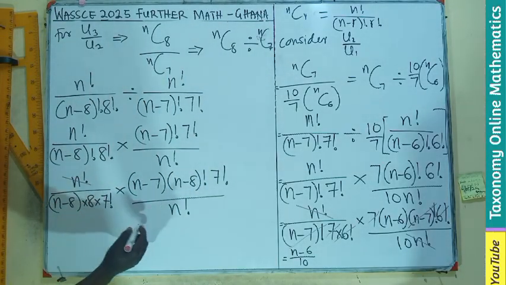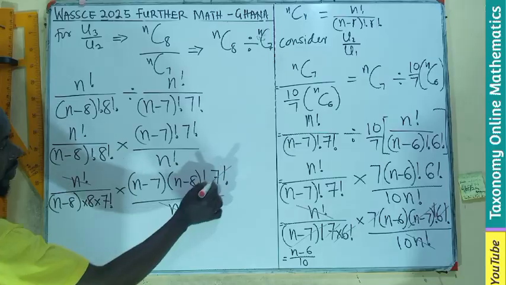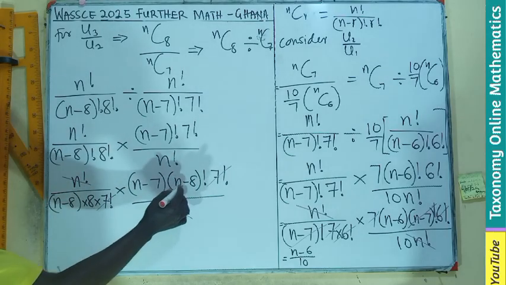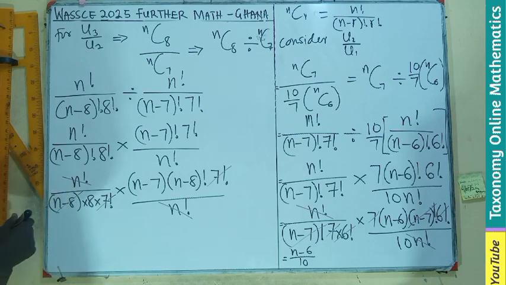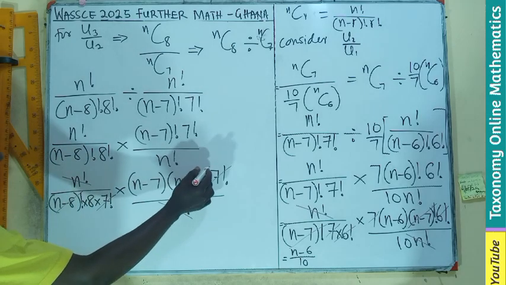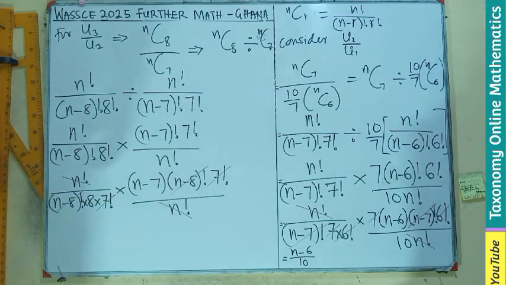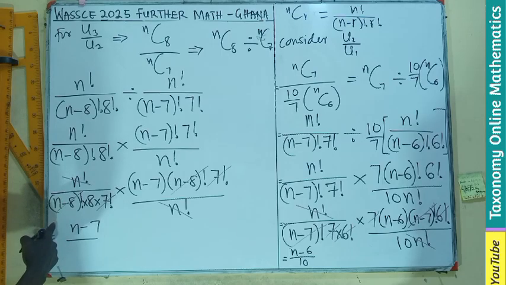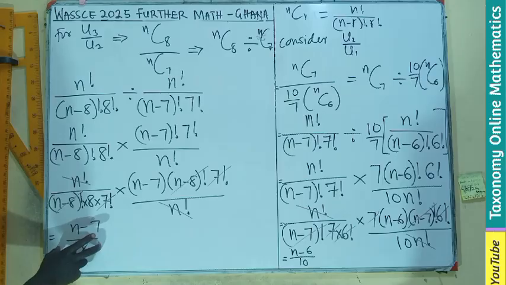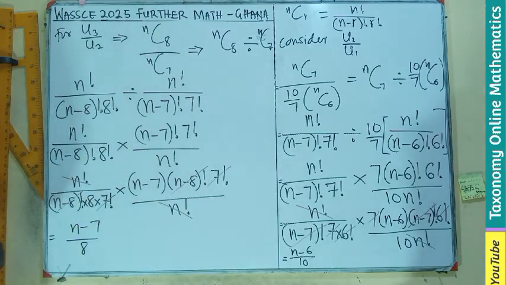I know this n factorial will cancel this n factorial, 7 will cancel this 7. This is going to be a factorial from here, being cancelled by this n minus 8 factorial. So the only thing left is going to be n minus 7 divided by 8. So this right here is the same as what we have here. So let's clean there and see.